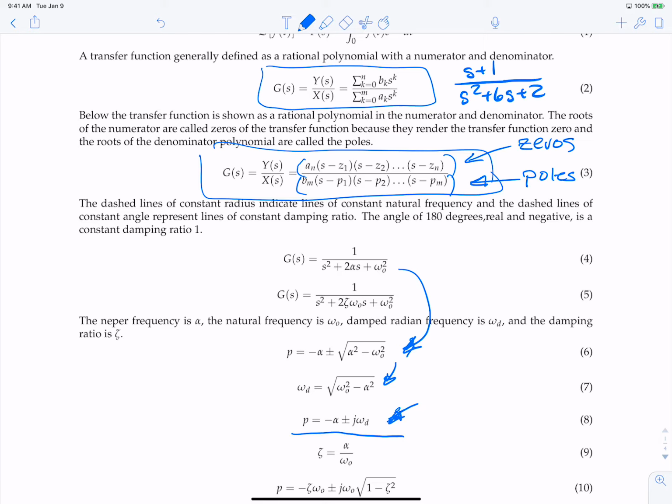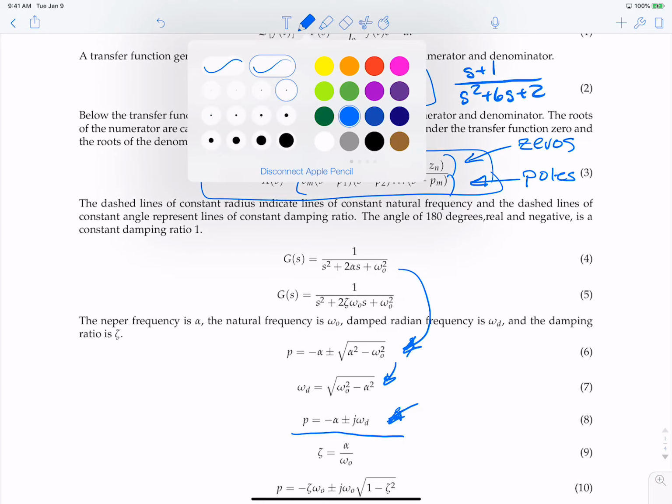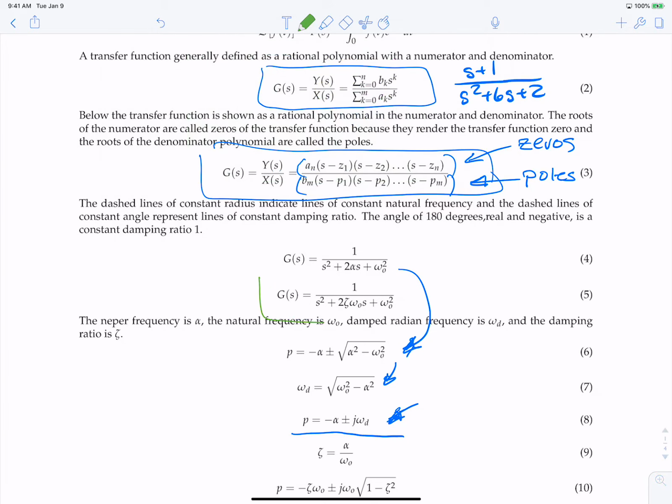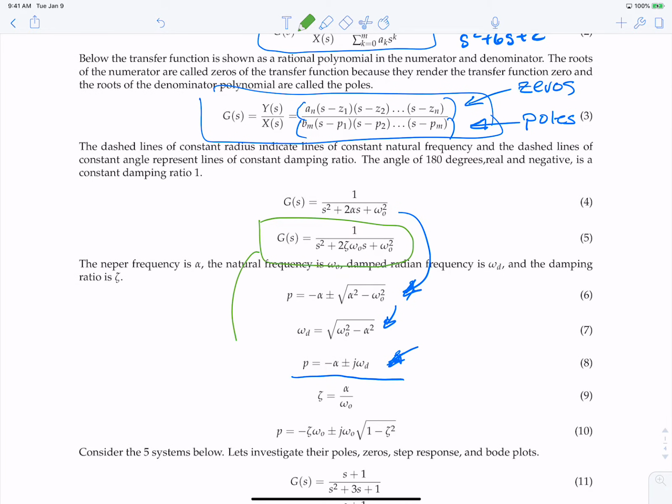Another way you could define it would be equation 5. If you define it as equation 5, this is pretty much the same thing; we're just using different variables to describe it. We now have this zeta factor, which we'll call the damping ratio, and we have omega naught, which is our natural or resonant frequency. So we can write equation 9 by relating 4 and 5 together. Essentially, zeta is alpha over omega naught.